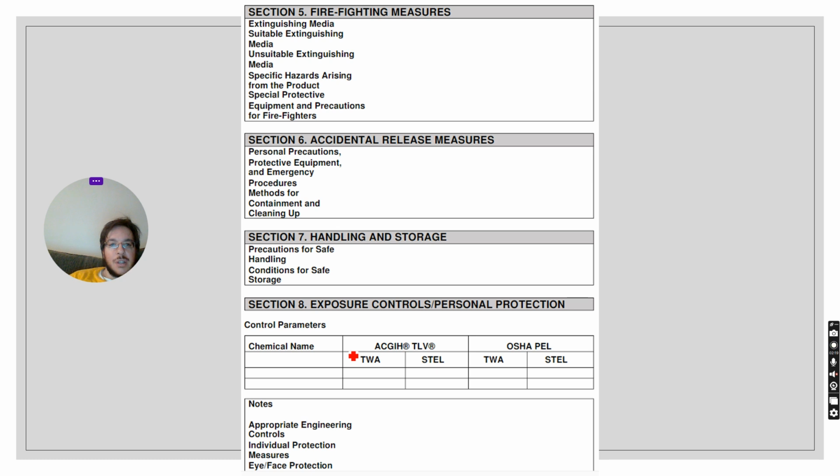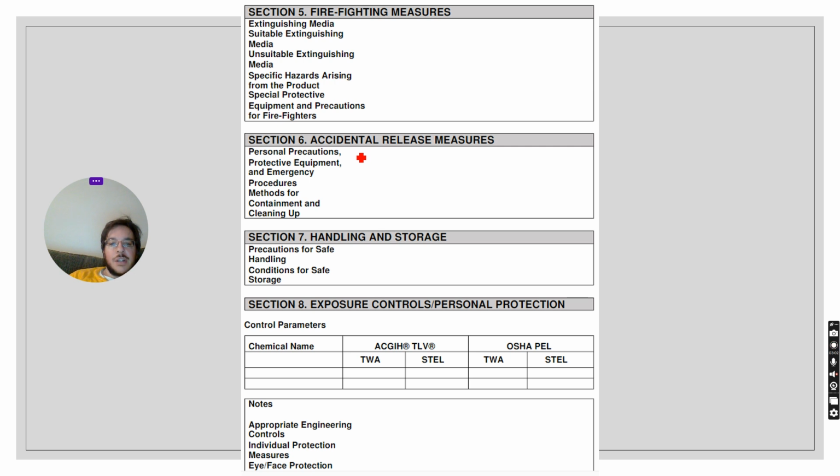Is there anything special? And then section 5 tells us if this thing is flammable, how do we put out a fire? So what kind of fire extinguisher do we need, or is there some specific chemical we should use to try to put it out? And is there anything unsuitable for putting it out? And then what are the specific hazards from this product and special equipment that firefighters might need if there's a fire involving this chemical? So they should know before entering the building.